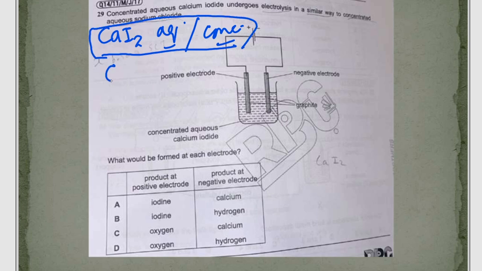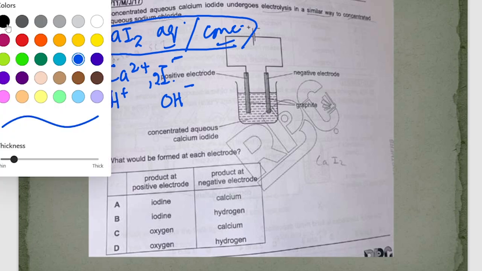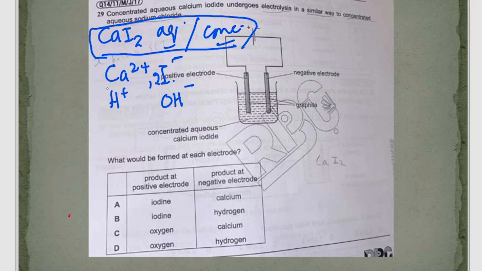So calcium iodide is an electrolyte having ions Ca2+ and I-. These are the ions, and as some of the water is there, so H+ and OH- are there. So one thing you all must know, in positive ions there is no competition. We are not going to decide which ion will go. The hydrogen ion is low in the reactivity series. So positive ions go towards the cathode. So at the negative electrode, hydrogen gas will be produced.